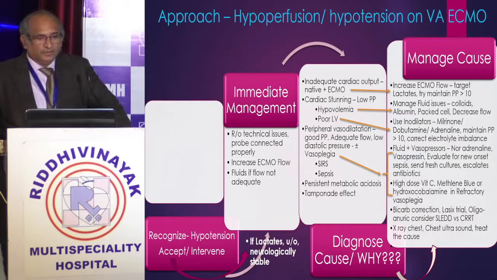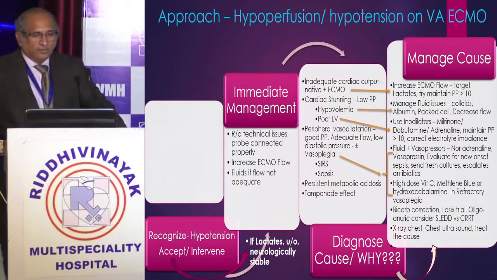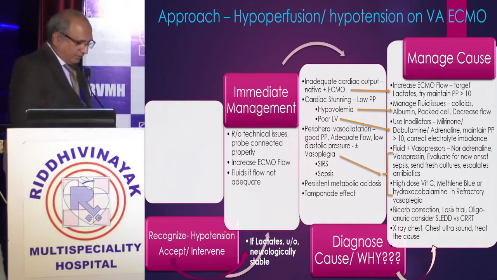If you have persistent metabolic acidosis in spite of this, and the patient is in renal failure, give bicarb and start renal replacement therapy, either CRRT or SLED. Again, tamponade effect you can diagnose with the help of X-ray and echo, and you have to correct it.